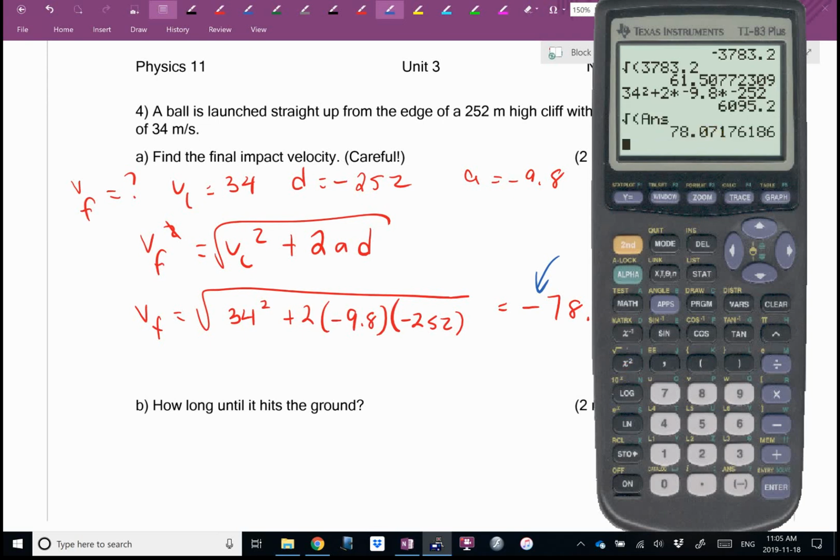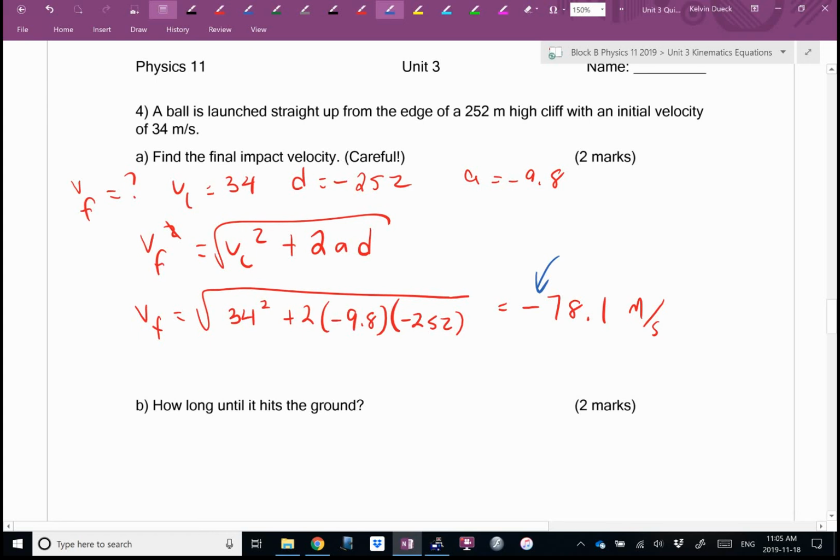Yeah, it's a 7. It's going to be a 1, right? Yeah. How long until it hits the ground?